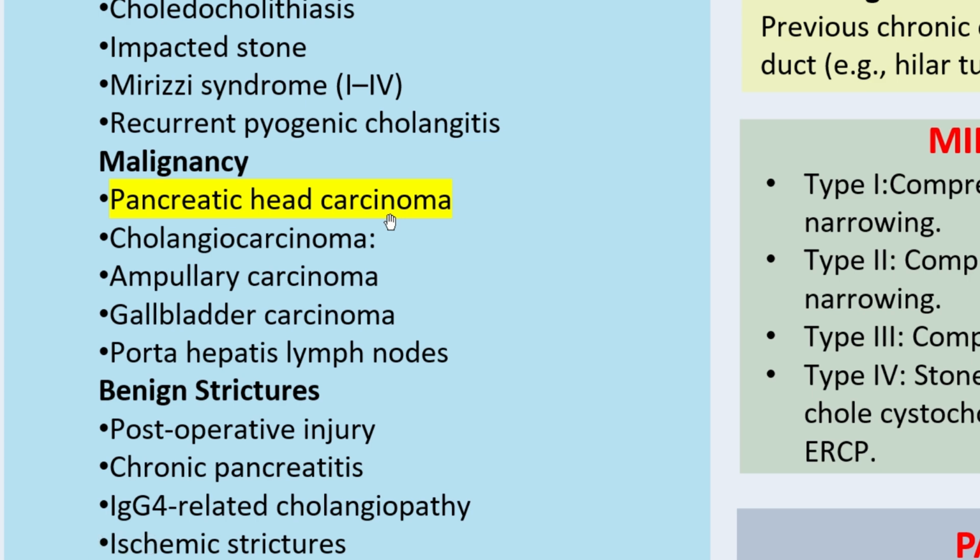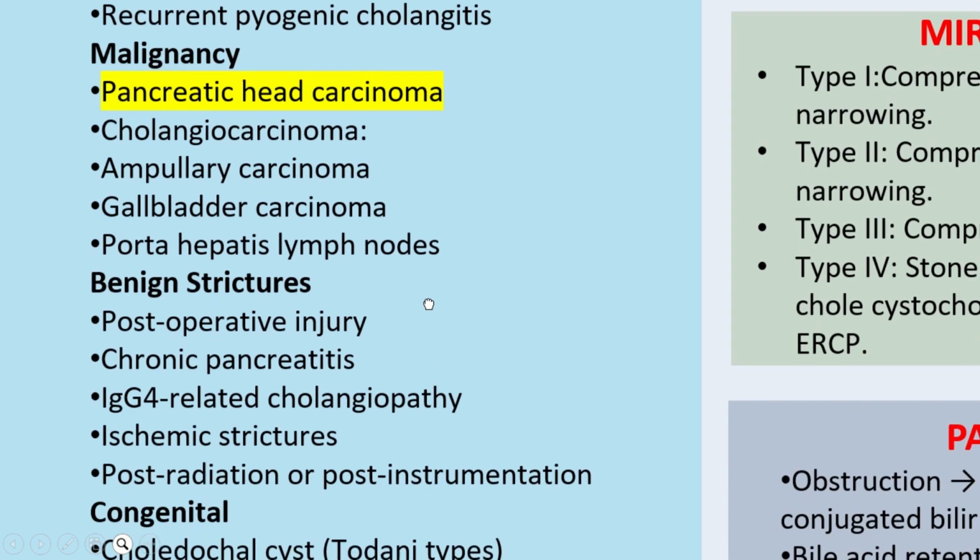Then others can include the biliary carcinoma. We can have gallbladder carcinoma and porta hepatis lymph nodes. These are lymph nodes that are located around there. So if you have enlargement of lymph nodes, the lymph nodes can compress on the common bile duct and then we shall have obstructive jaundice.